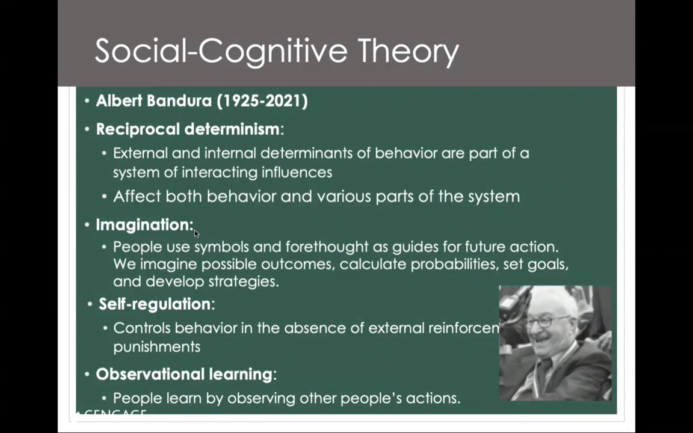Then he proposed the idea of self-regulation. He said self-regulation controls behavior in the absence of external reinforcements and punishments. People who are good at regulating themselves don't depend as much on external or internal reinforcements and punishments. Observational learning was the last thing he proposed. He said people learn by observing other people's actions. So these were the four main influences on human behavior and personality in Albert Bandura's theory.